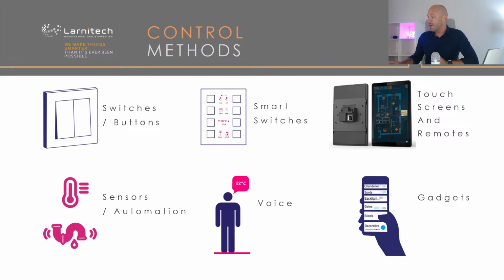So we have 6 types of most popular control elements for home control, for smart home. We have switches, and these switches are something which you can buy in the typical electrical store, and the client can buy them himself. And then smart switches, which are usually bought from the installer. And then touch screens and remotes, sensors and automation, and then voice control, and then gadgets control. So these are 6 types of control which you should offer to your client, so your client is glad and is coming back to you for the next project.